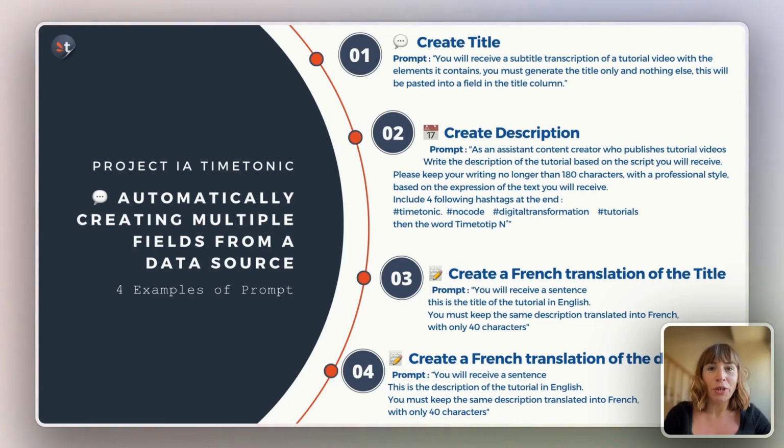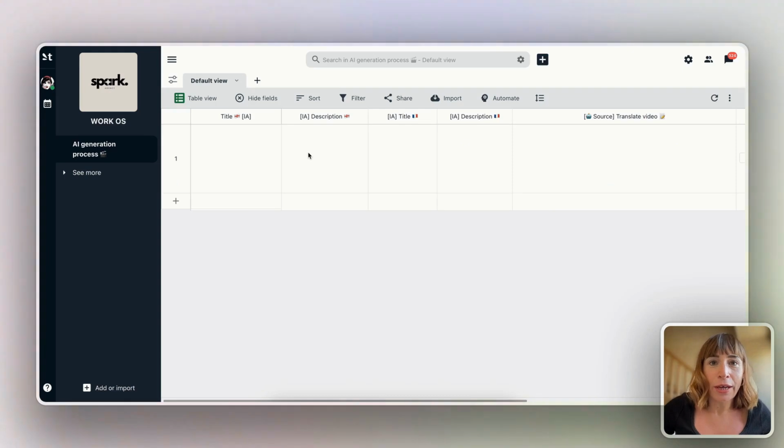For this example, I am using the subtitling source of a video that includes all the data I need to generate a title, a description, and a translation. Let's first look at the columns set up in our table before creating the AI automation. 5 columns will receive different fields.